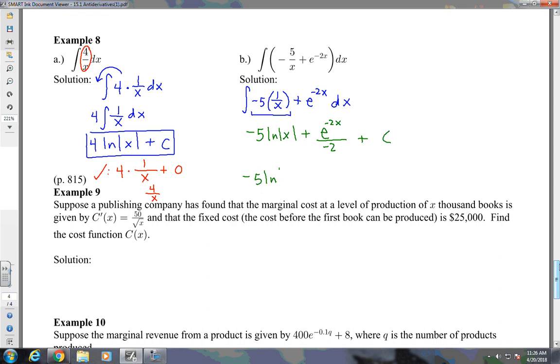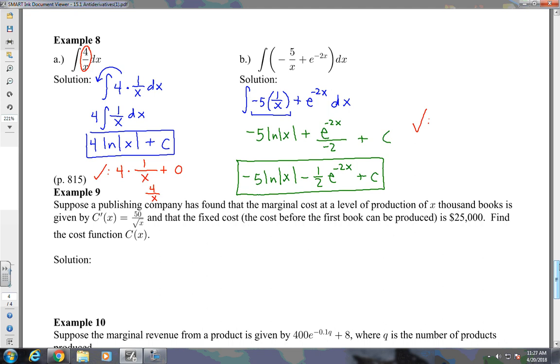Negative 5 times the natural log of the absolute value of x. Let's call this minus 1/2 e to the negative 2x plus c. Got fewer signs there to read, cleaned up the fraction a little bit, makes it nice and presentable. Okay, now let's double check.